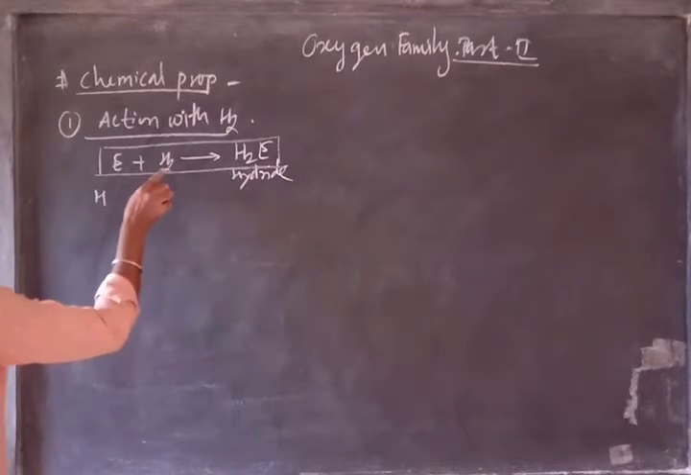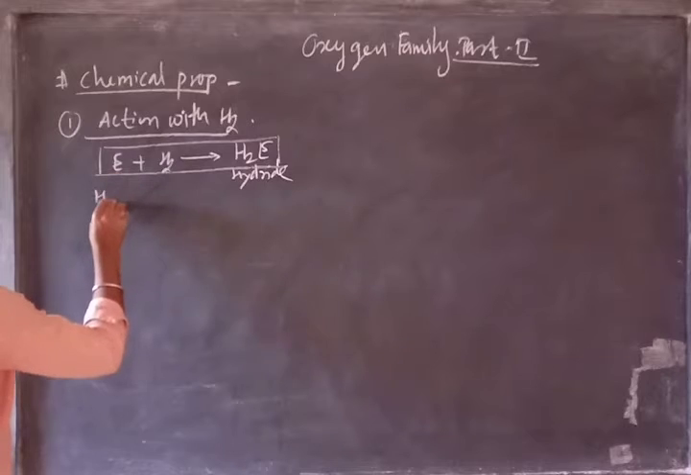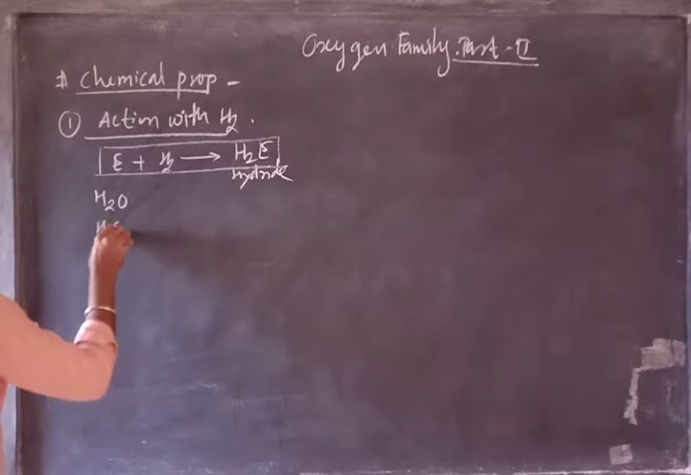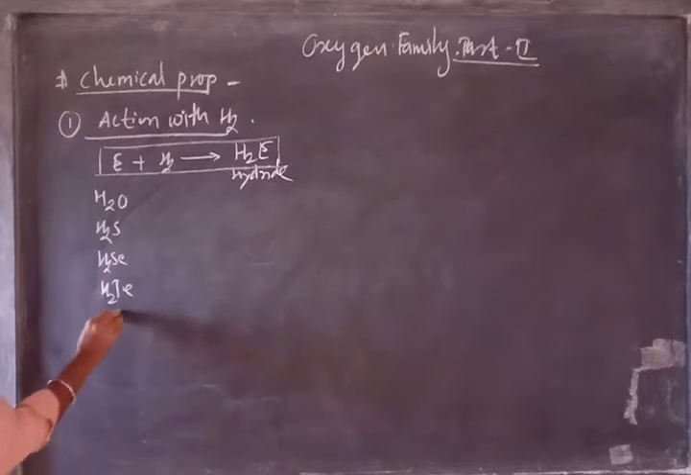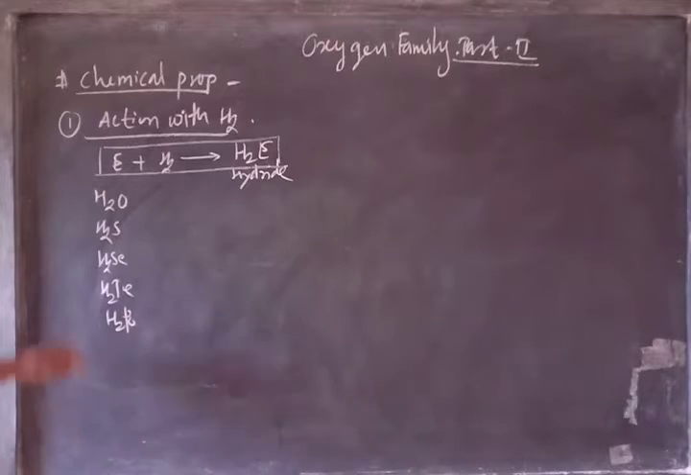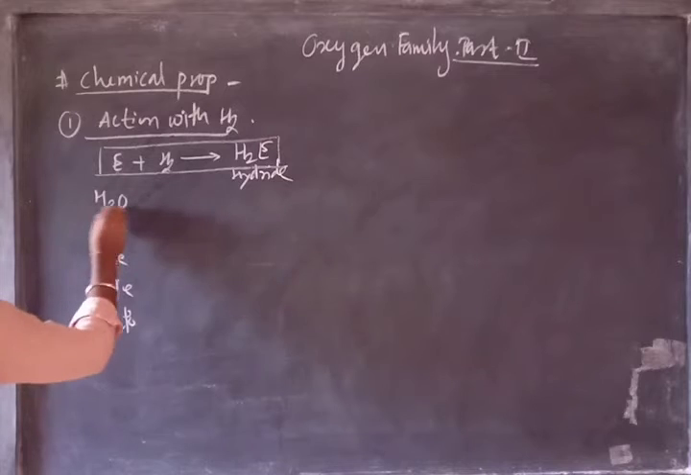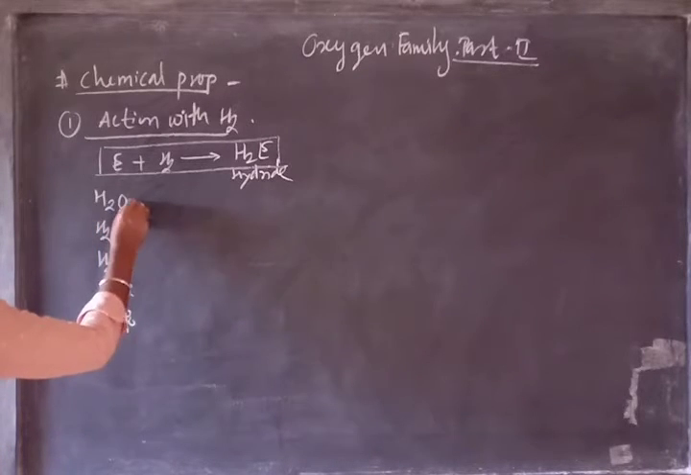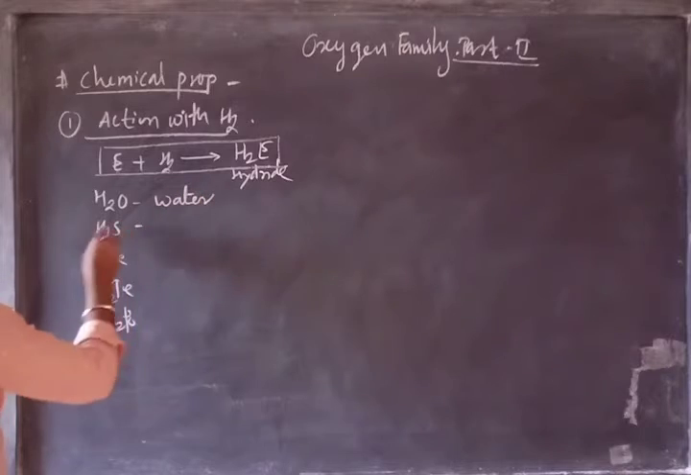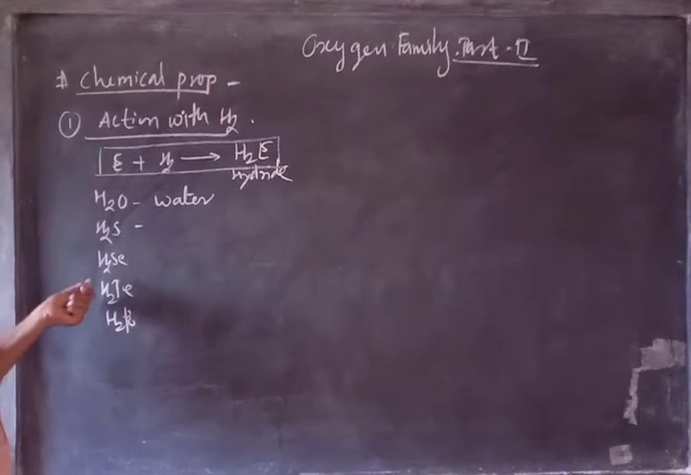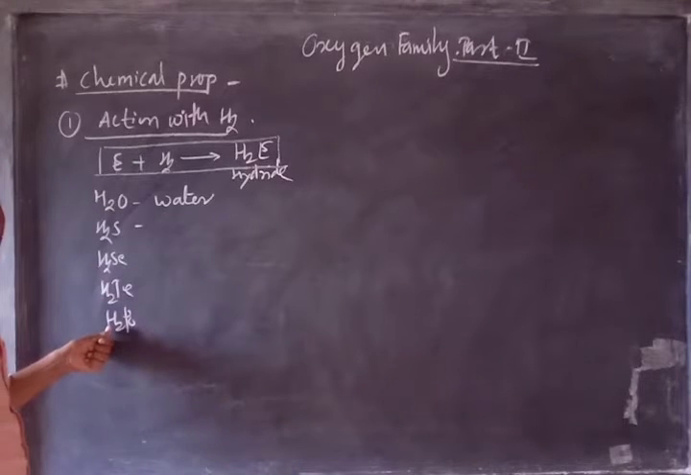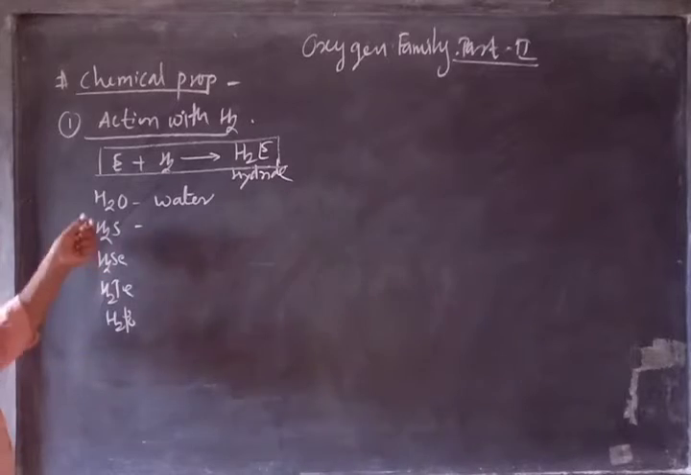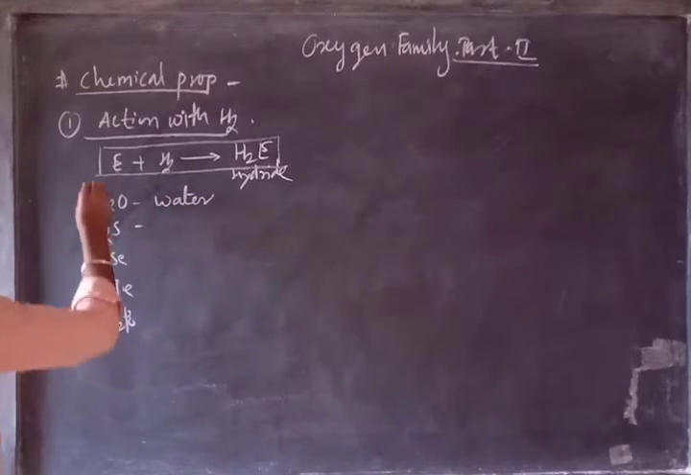First, if hydrogen reacts with oxygen, it will form H2O. After that H2S, H2Se, H2Te, and H2Po. Like that, hydrides are formed. This is called hydrogen oxide, that is simply water. This is hydrogen sulfide, hydrogen selenide, hydrogen telluride, and hydrogen polonide. So such types of different hydrides of oxygen family are here.